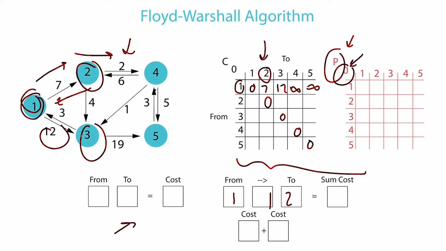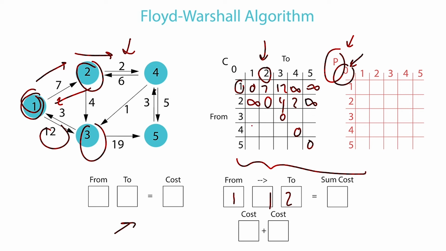It'll find that 3 is a possible connection. But in this case, we'll use an infinity symbol. You cannot get there. Then, let's see, from 2 to 3. 2 to 3, you can actually get there, and that is a 4. 2 to 4, that's 2. 2 to 5, you cannot get there, so that's infinity.